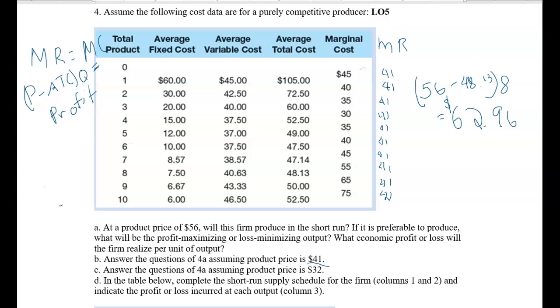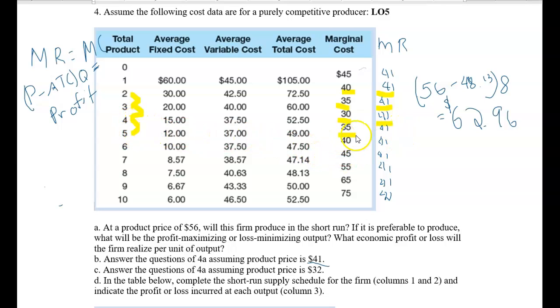Our marginal cost is $40, which is less than marginal revenue. So definitely we would produce. As we go from unit 2 to unit 3, our marginal cost is $35. Our marginal revenue is $41. So yes, we're going to produce unit 3. If we go to unit 4, our marginal cost is $30. Our marginal revenue is $41. So yes, we're going to produce there.